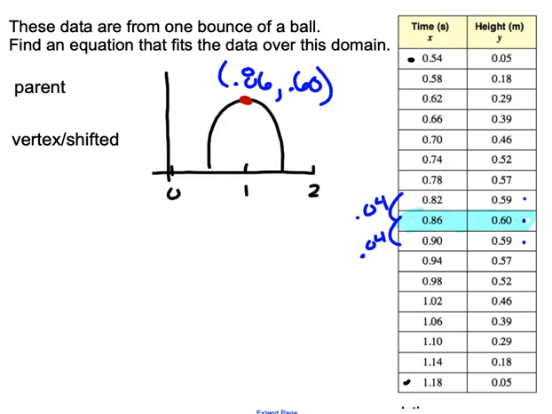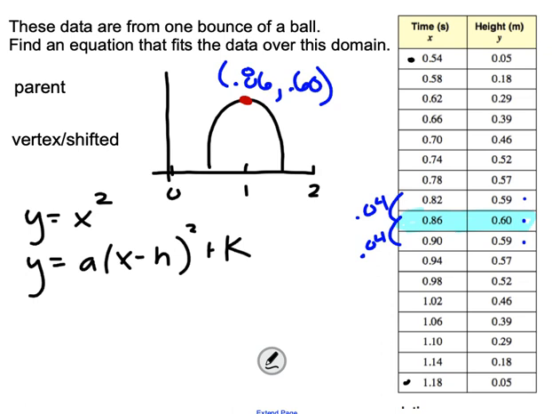So let's think about this. To find an equation over this domain, the parent function is going to be a parabola, but the vertex is not at the origin, so it has a shift, and it has a vertical reflection, and it's going to have a different stretch. It's not going to be like the parent graph. So we're going to use this formula to help us figure out everything about how this graph transformed. I'm going to start by plugging in what we decided the vertex was.